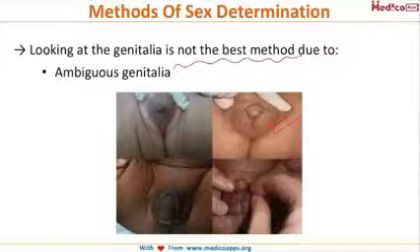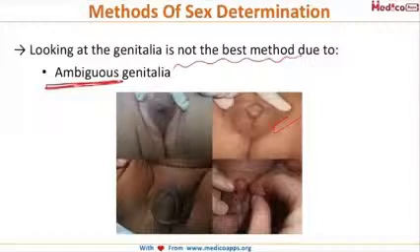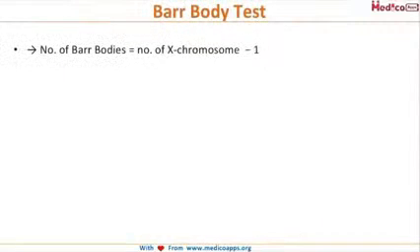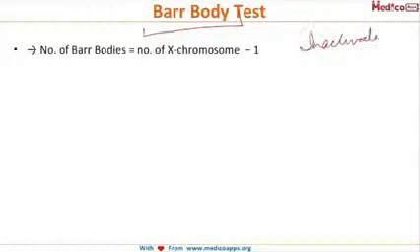They are called ambiguous genitalias, and we'll discuss about this later on. Now the third method of sex determination is looking at the Barr bodies. Now the concept that I would like to give you here is, what is Barr body? These are the inactivated X chromosomes.